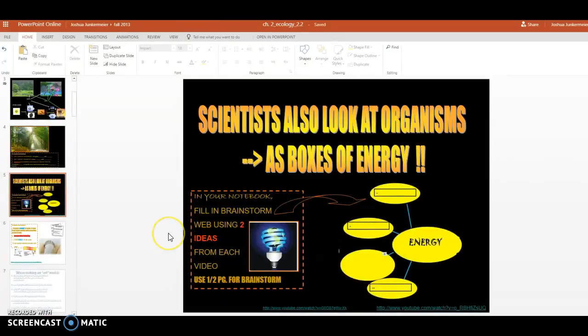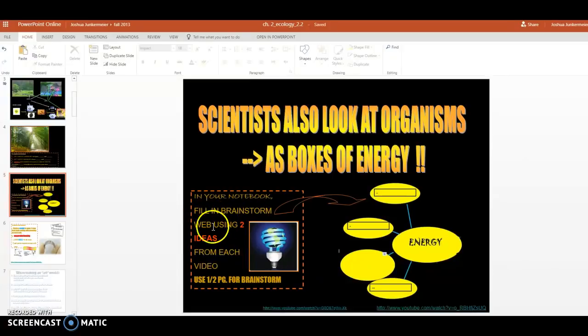All right, in your notebook, please write slide 5. Again, in your notebook, please write slide 5. Let's look at the title now. It says, scientists also look at organisms as boxes of energy. So as we already discussed, a lot of energy is used in nature, and it's going to be a main focus in our chapter and our studies. And it really is calories. So really, when you think of energy, for us especially, it's really calories.